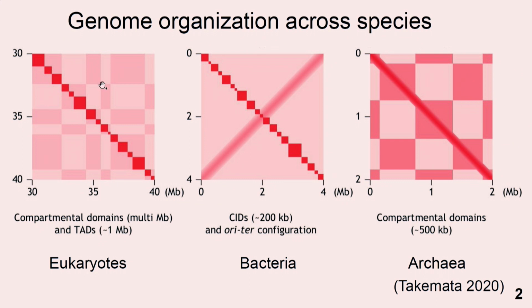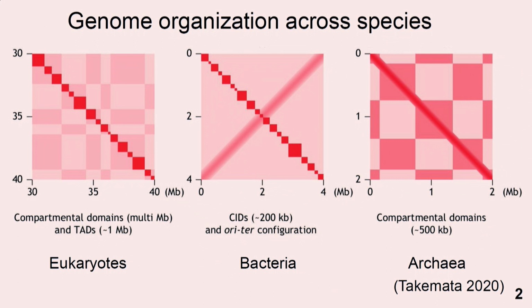But if you look at bacteria, you don't see those off-diagonal terms. It's more homogeneous. The other diagonal term that goes across is because the origin of replication is connected to the terminus. And if you look at archaea, you don't see those topologically associated domains present in eukaryotes. You see more of these big squares, so there are distinct compartments. We don't see loop-like structures here. This was from a review paper published in 2020.